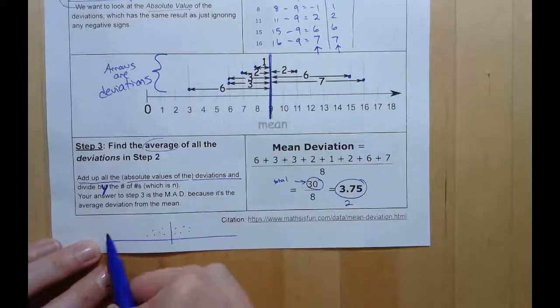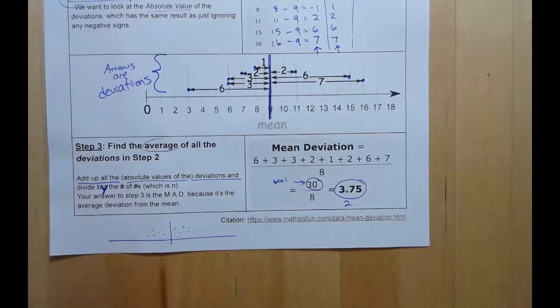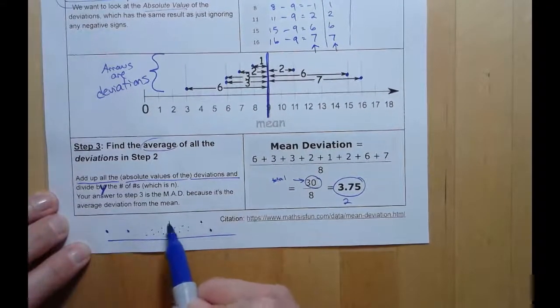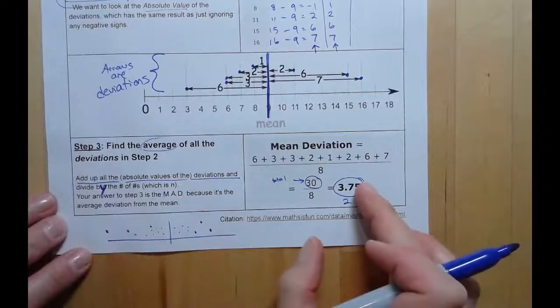As opposed to this data, which I can maybe do in a different color. This data is much more spread out from the mean. We've got points kind of way over here. So its deviation's a little bit greater.